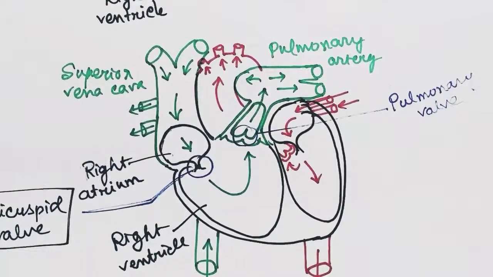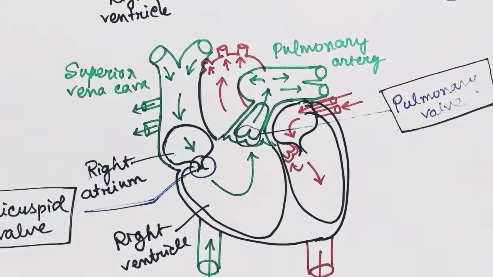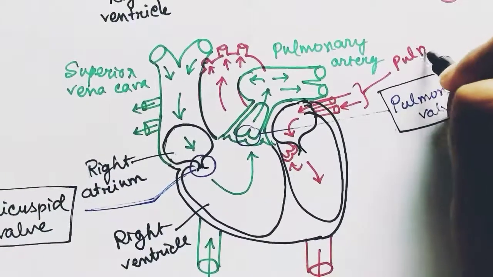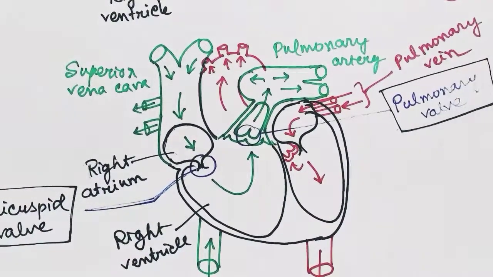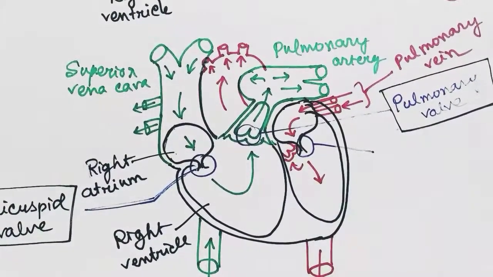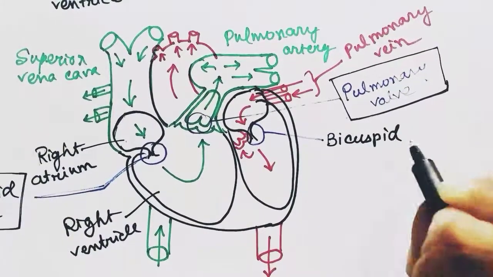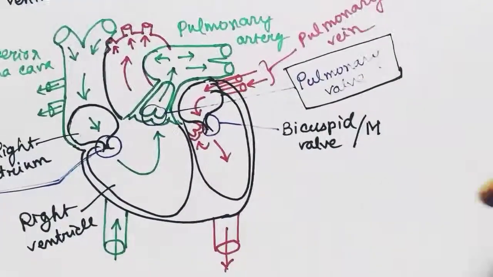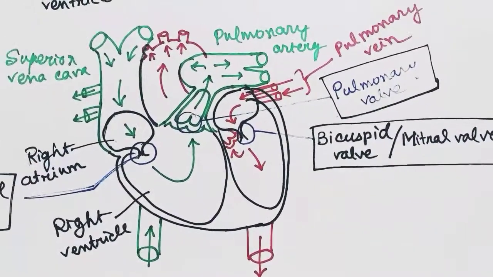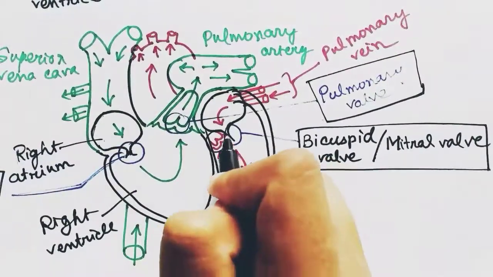Now, the pulmonary vein brings blood to the left atrium and then it enters the left ventricle. The valve present between the left atrium and left ventricle is called the bicuspid valve or the mitral valve. Now the blood will be pumped via the aorta. The valve present between the left ventricle and the aorta is called the aortic valve.